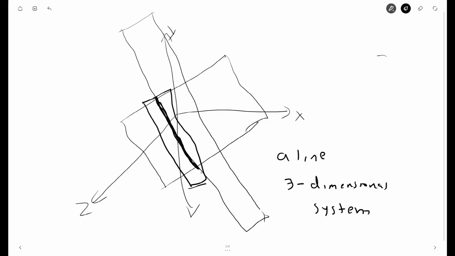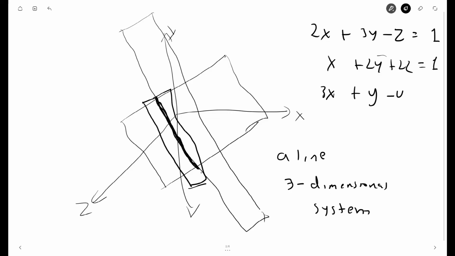So your system is gonna look something like this: 2x plus 3y equals 1, and then let's make it in order, something like minus z equals 1. Of course, I'm not sure if this has a solution, but it's gonna look something like this: x plus 2y plus 2z equals 1, and then 3x plus y minus 4z equals 1. So the solution to the system, the x and the y and the z, the solution is a line.